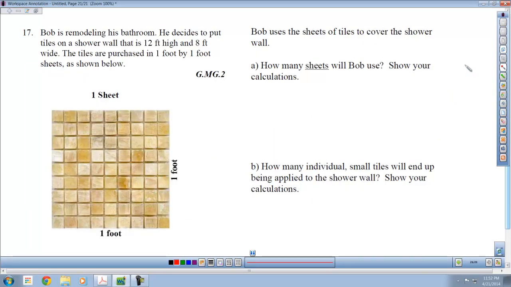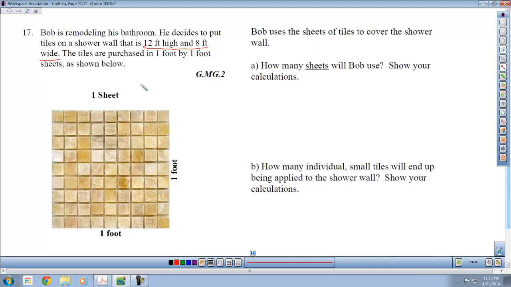Alright, Bob is remodeling, number 17. Bob's remodeling his bathroom. He's going to put tiles on a shower wall, and it's 12 feet high by 8 feet wide. And the tiles come in sheets, so there's all these little tiles on one sheet, okay? And the sheet is how big? 1 foot by 1 foot. Okay, so Bob uses sheets of tiles to cover the shower wall. How many sheets will Bob use?